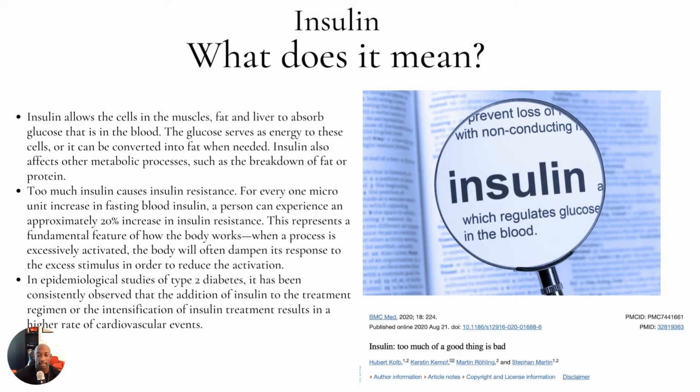All right, so now we're going to talk about insulin. Insulin is known for its ability to regulate glucose in the blood, right? It allows the cells in the muscles, the fat, and the liver to absorb glucose that is floating around in your bloodstream. The glucose serves as energy for these cells or can be converted into fat when needed. And insulin also affects other metabolic processes such as the breakdown of fat or protein.